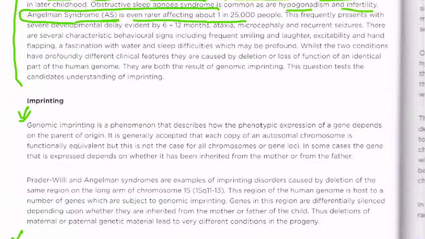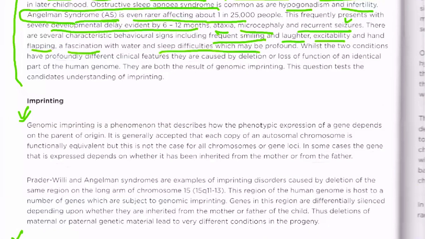Angelman syndrome, see here, they are happy babies, happy puppets. Developmental delay is evident at 6 to 12 months. Ataxia, microcephaly, and recurrent seizures may be present. Frequent smiling, laughter, excitability, hand flapping, fascination with water, and sleep difficulties may be present. These are the signs and symptoms we know. These are the results of genomic imprinting.